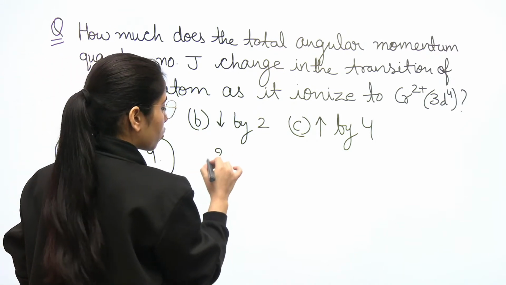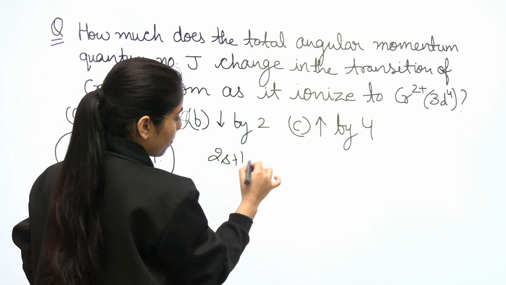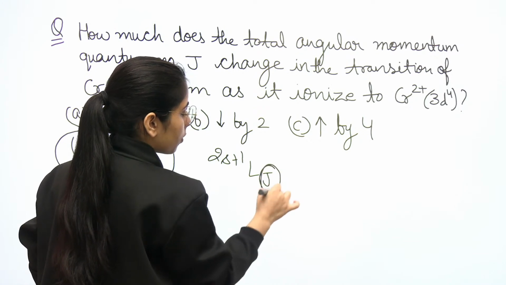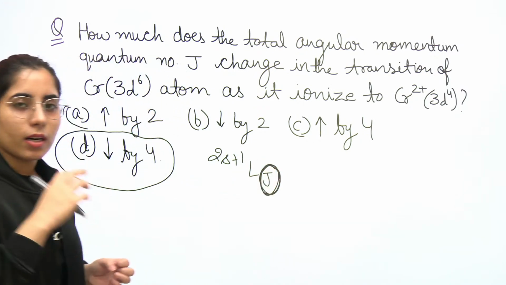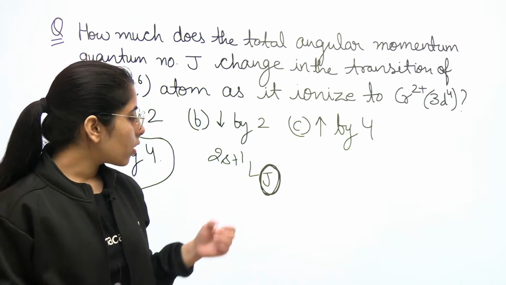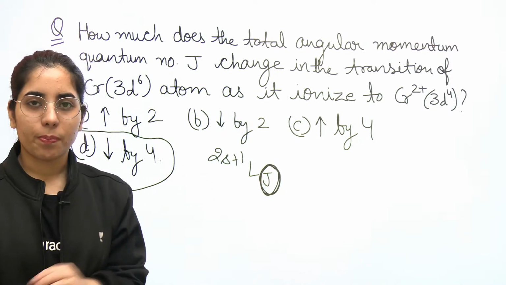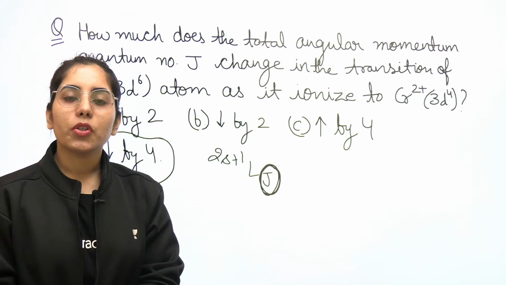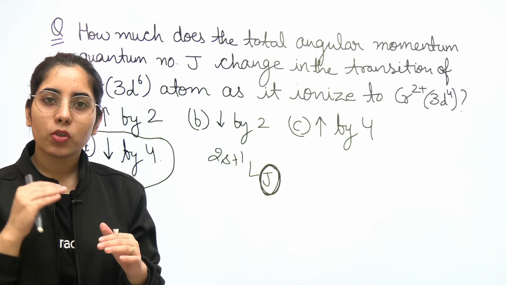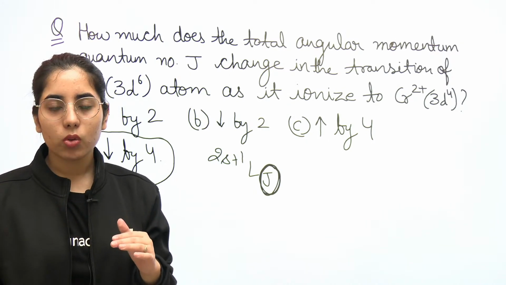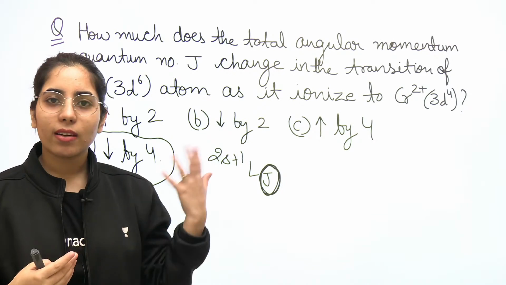Now what is the spectroscopic term? That is 2S+1 L_J. So if you want to observe how the J value is going to change, you have to write the spectroscopic term. Now, the change which will occur in the ground state values, the same change will be there in the other states too.